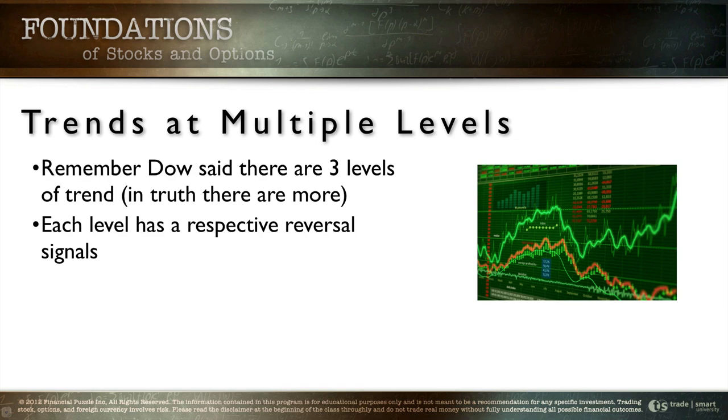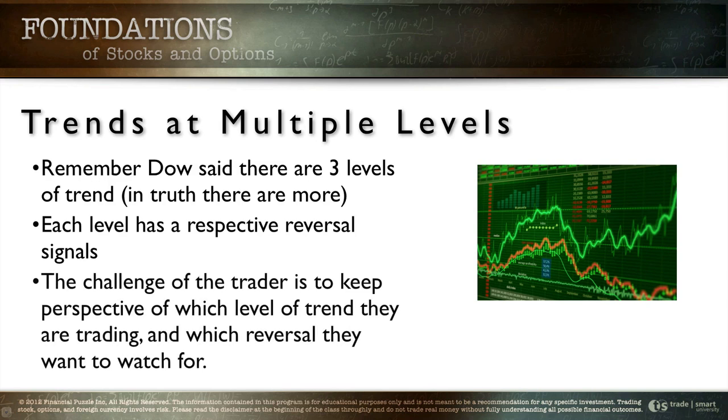Okay, each one of these levels is going to have respective reversal signals. So you've got the primary, you've got the intermediate, and you've got the minor levels. You're going to get primary trend reversals, you'll get intermediate trend reversals, you'll get minor trend reversals. Every level of trend is going to have reversal signals. The challenge for you as a trader is to keep a perspective, trying to figure out which level of the trend you're actually trading and which reversals you want to watch for.